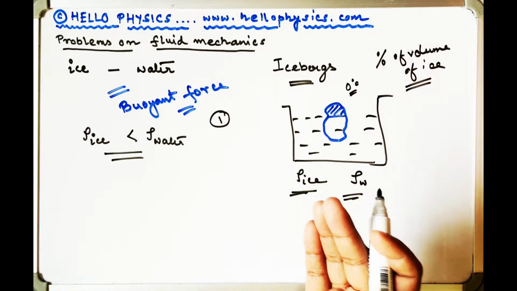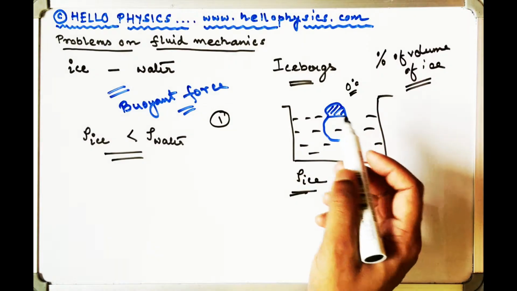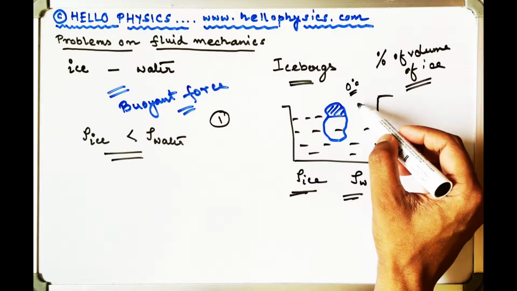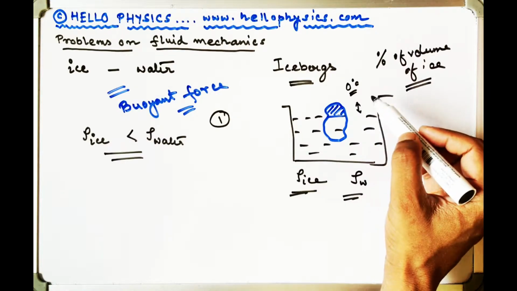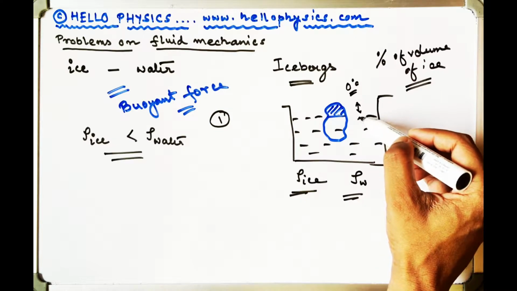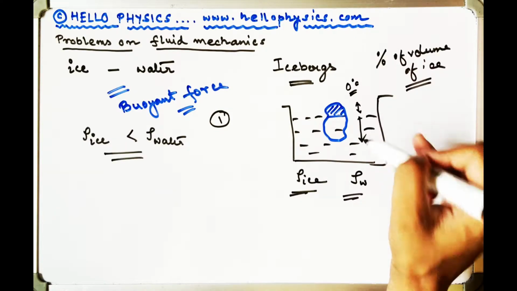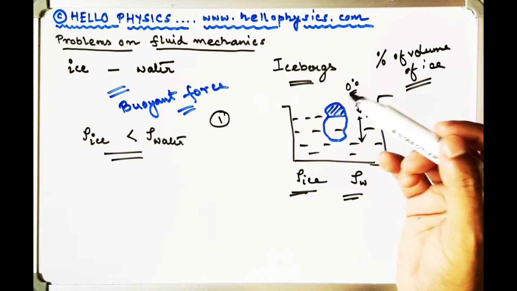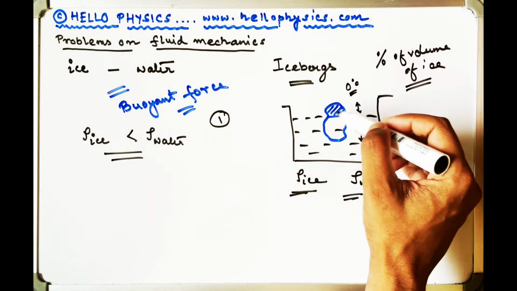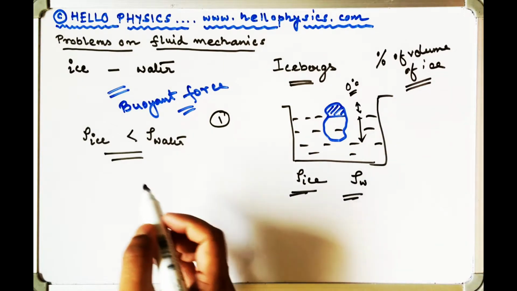This is actually a very interesting problem and gives you an indication of icebergs. You can see that only a small portion of an iceberg or ice remains over the surface of water, and a very large portion remains under the surface. This is something which will be proved when you find out what is the percentage of volume of ice which is above the surface of water. This is the first part of the problem.